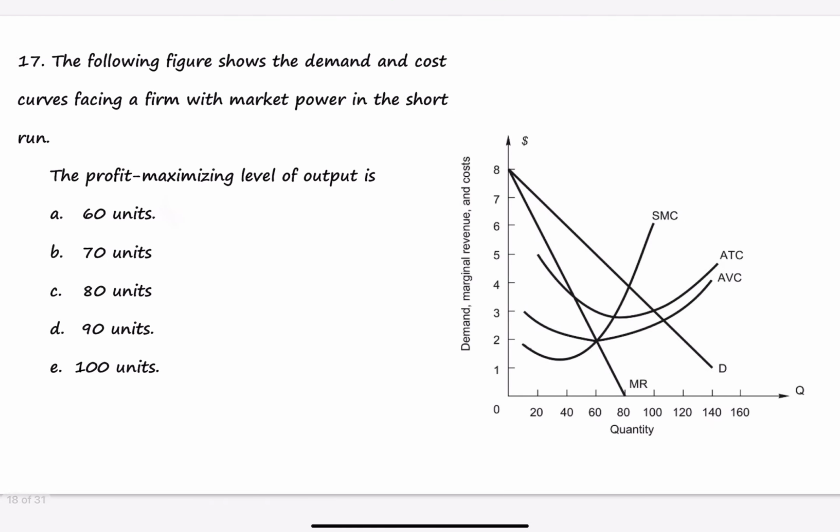Profit maximizing level of output. Profit maximizing level of output comes from marginal revenue equals marginal cost. Which is right here. Go straight down. And we find that it's at 60 units. So A.